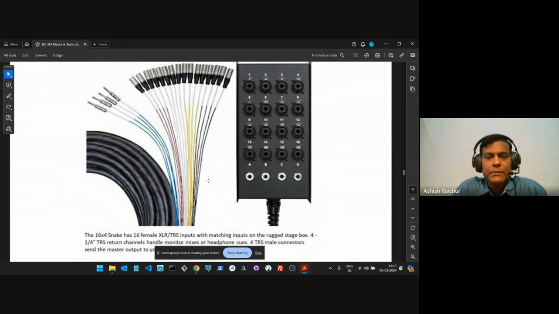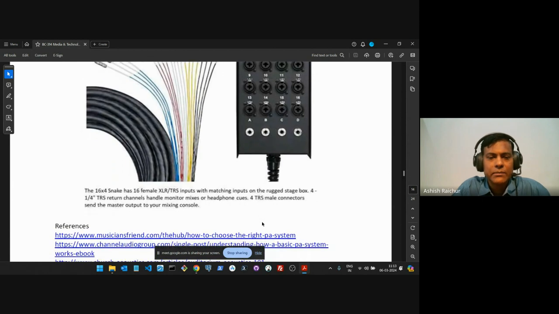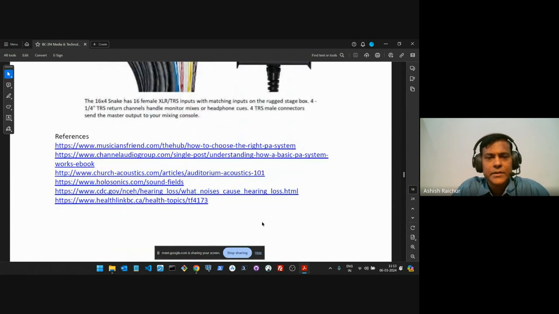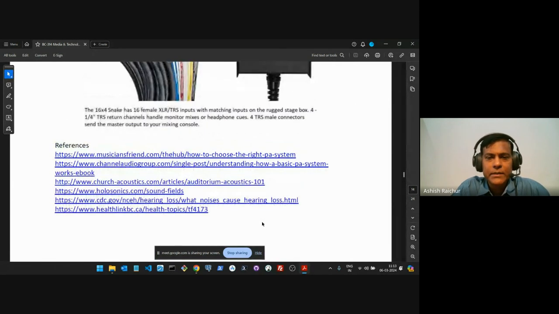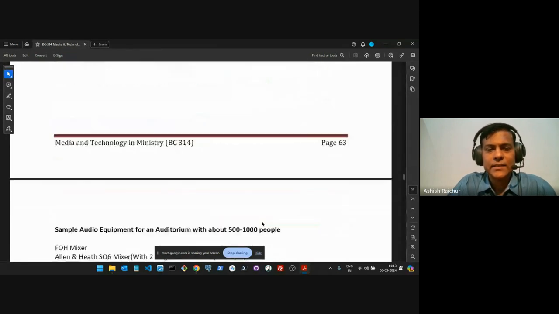If the cables get damaged, the cables get bad, then obviously, no matter what you do, you can have a great mixer, you can have great mics, but if the cables are damaged, the sound is going to be bad. It's going to be disrupted. So these cables are important. Okay? So just keep this in mind. These are all small, nitty-gritty things.